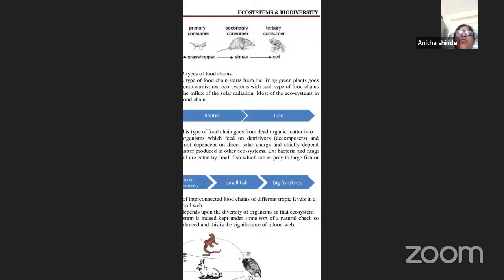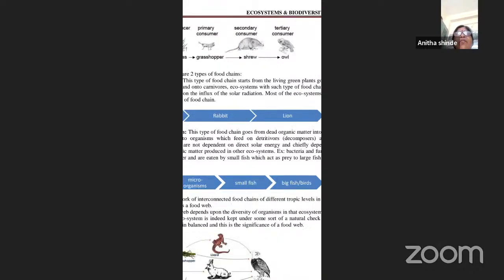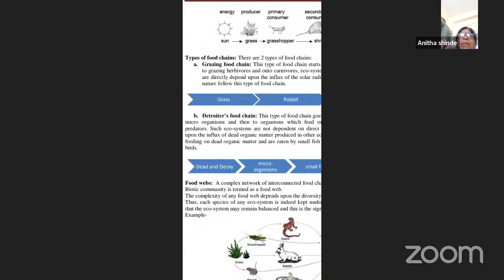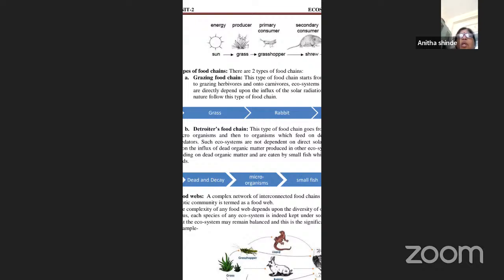So how? The grazing food chain starts from the living green plants and goes to the grazing herbivores. Say, for example, grass. Grass is eaten by a rabbit. Rabbit is eaten by a lion. So here the grass actually gets its energy directly from the sunlight, no? So they directly depend upon the influx of solar radiation. That is why we call it a grazing food chain.